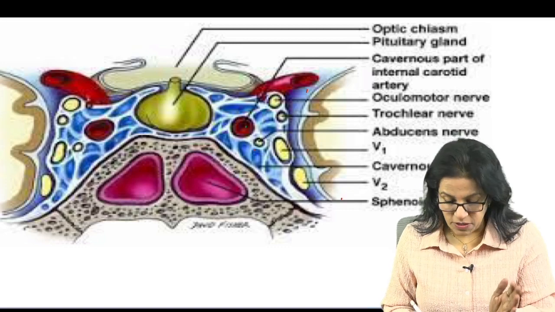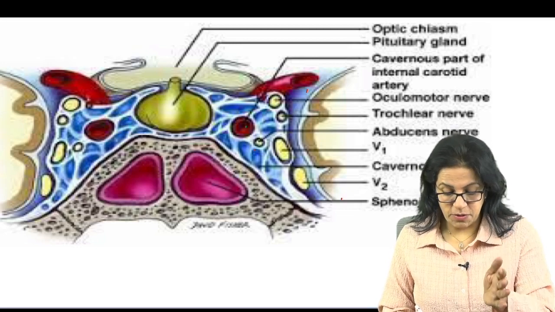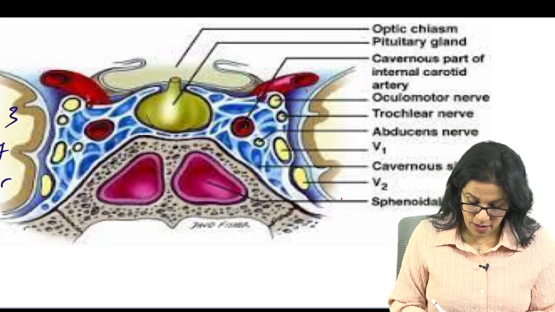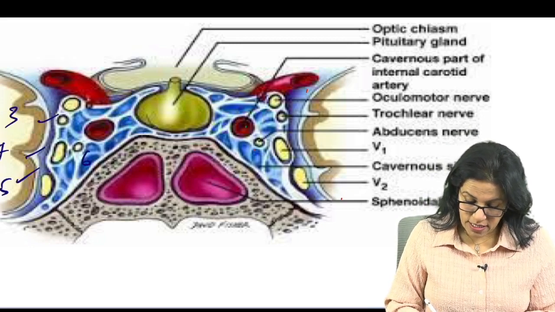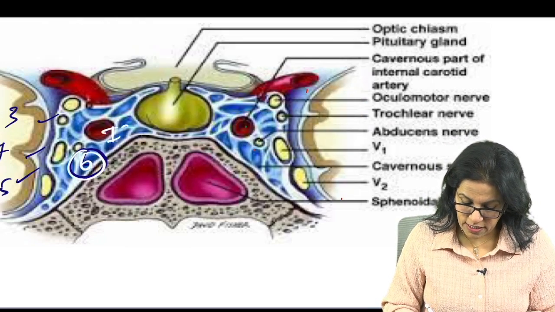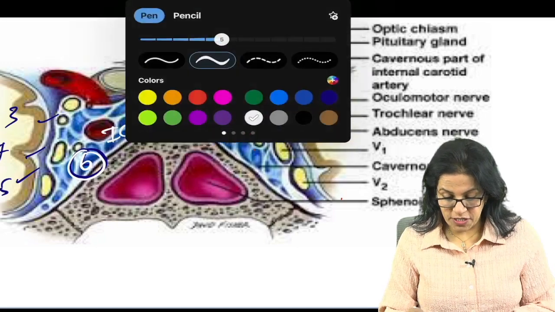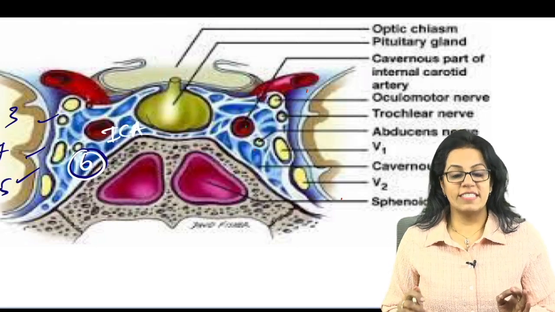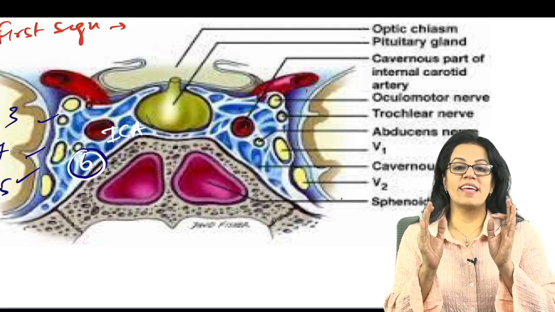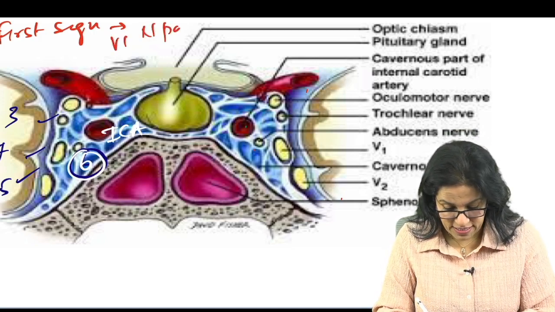What is important in anatomy? Everybody knows this diagram. It should be very, very thorough for you. Optic chiasma, pituitary gland, and these are the sinuses. What you have to keep in mind is that 3, 4, 5 are along the walls. You can see the nerves. And the 6th is in the body of the sinus, along with the internal carotid artery. Therefore, the exam question again for you all: the first sign of cavernous sinus thrombosis is 6th nerve palsy. This is the reason we are looking at abduction of the other eye. So the first sign is 6th nerve palsy.